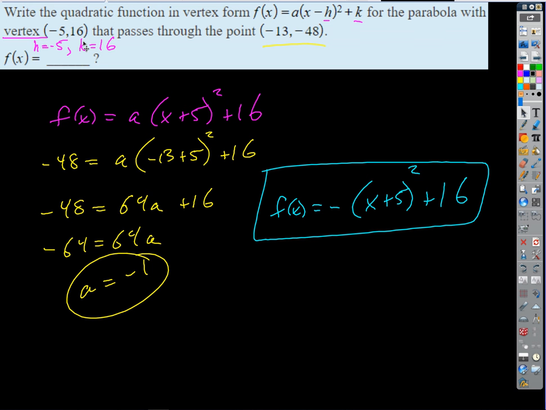You could, but that's a lot of work, right? If I want to put this into general form, wouldn't it be easier, being as we know that's a vertex, to fit this into vertex form and then just expand out vertex form, simplify it to put it in standard form or general form, right? That make sense?